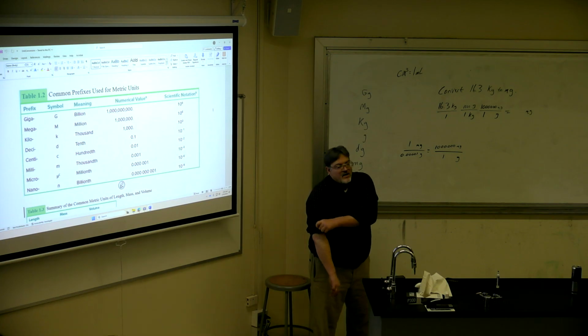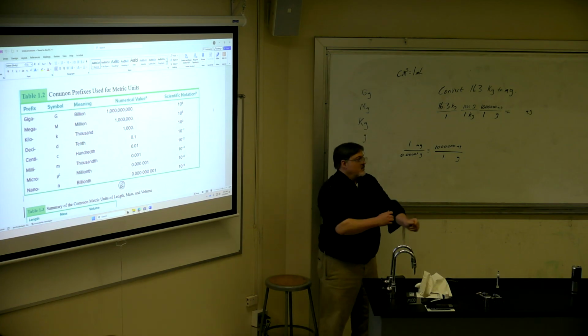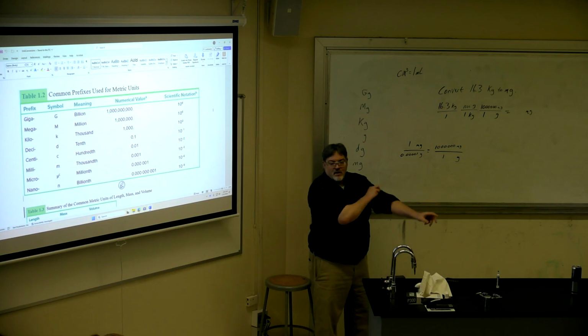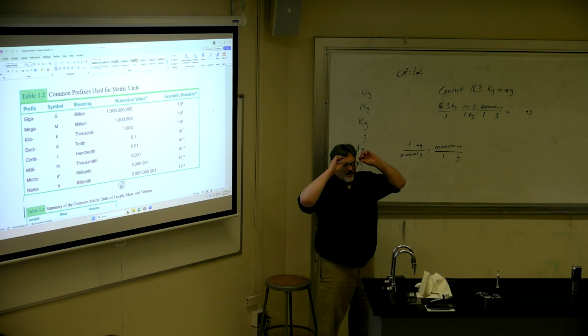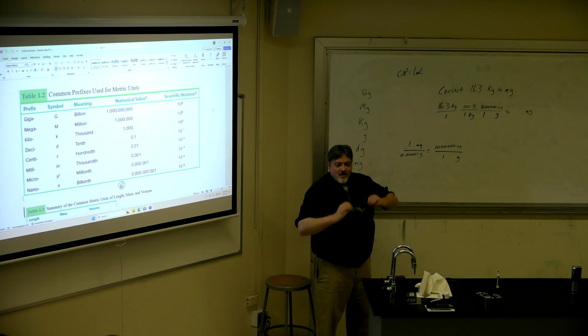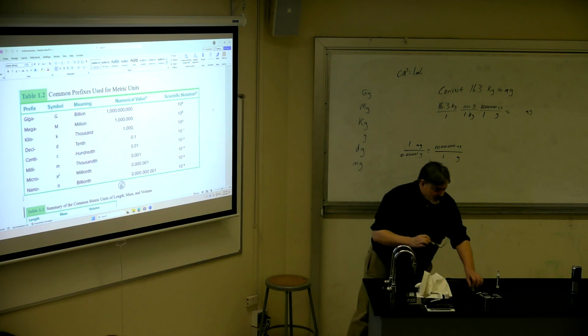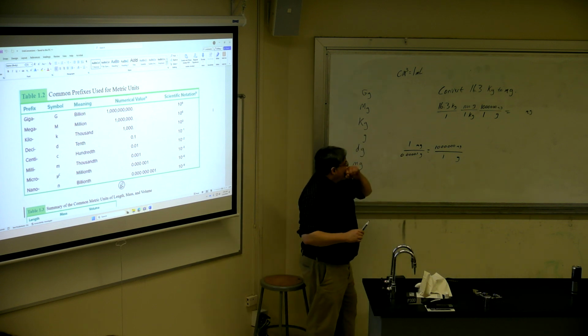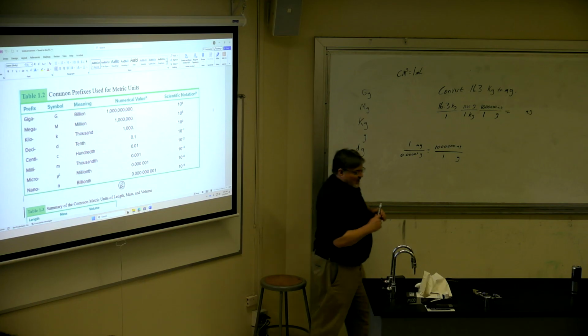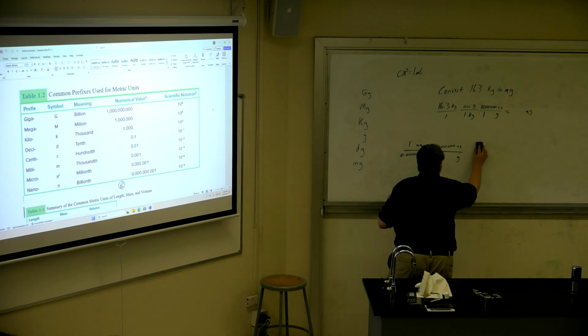Do you have a specific method that you learned somewhere for making metric conversion factors to convert from, say, kilograms to micrograms? Is there a way you learned to do this that you're happy with? Nobody? You're not happy with how you've learned this in the past? We'll practice more of these. I just wanted to introduce it.